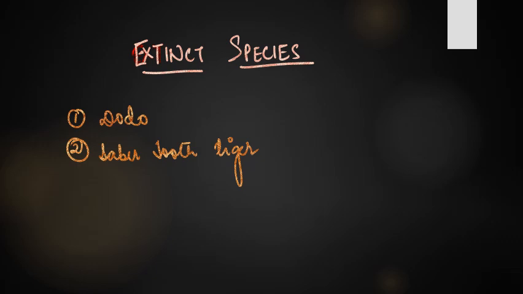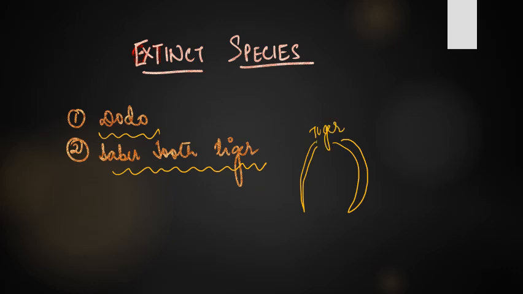Extinct species. Examples of extinct species are your dodo and saber-tooth tiger. Saber-tooth tiger means what? They are having this kind of tooth. This tiger only, but they are having two teeth. So you can also check it on Google. If you want to remember this, you can see the picture of this on Google, right?